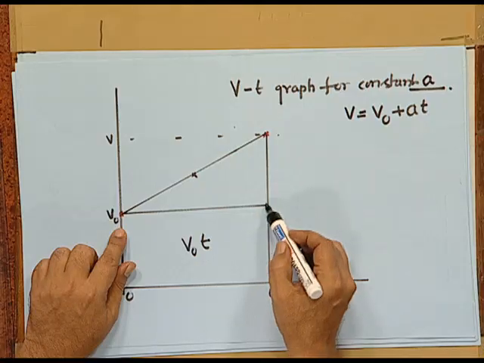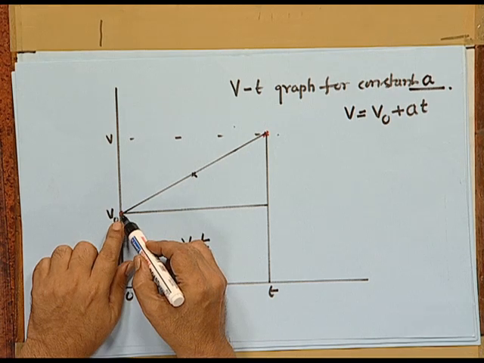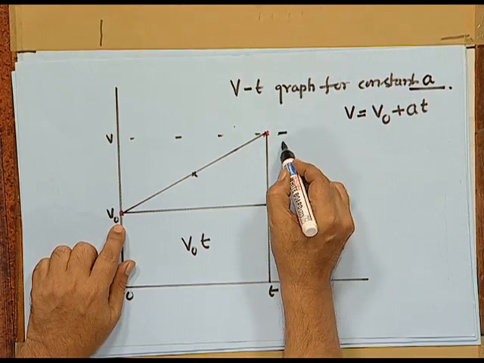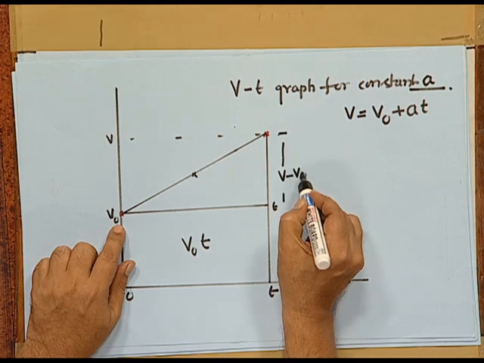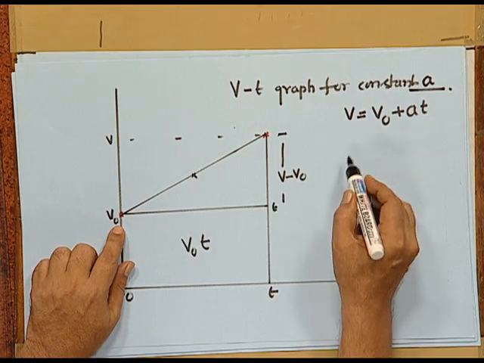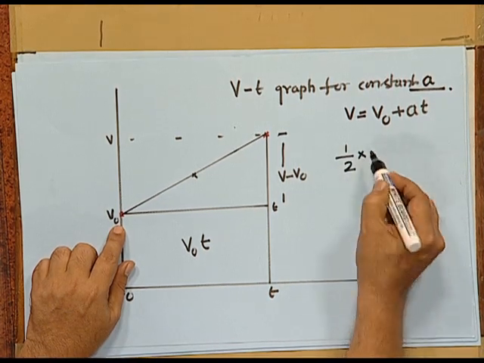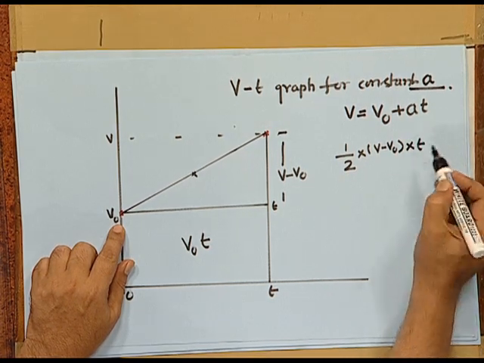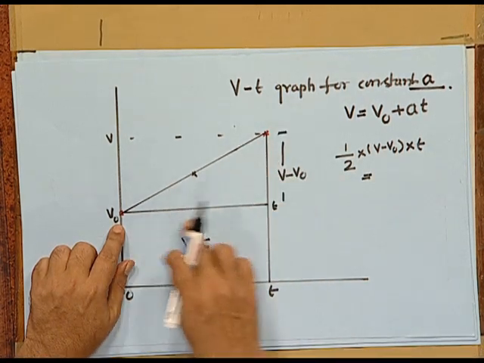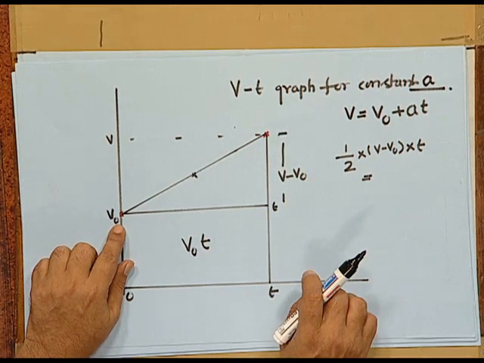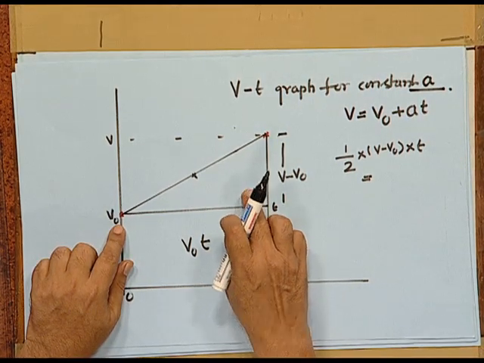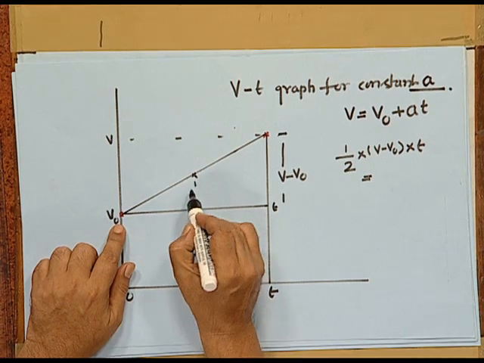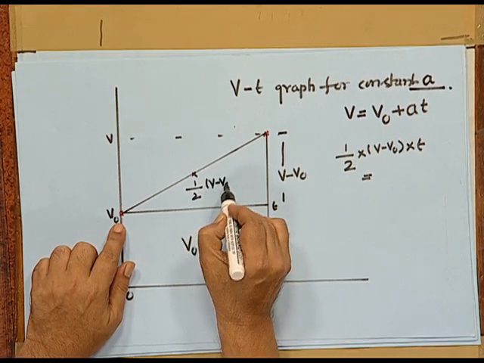Now, what is the area under this graph which has the base t, and this vertical, which is the difference in velocity, is v minus v 0. The area of this triangle is half into v minus v 0, that is the height of this triangle, and the base of this triangle is t. This is the area corresponding to the triangle represented here in the figure. So, this is the additional displacement, and it has come about because there is an acceleration. So the area here is half into v minus v 0 into t.